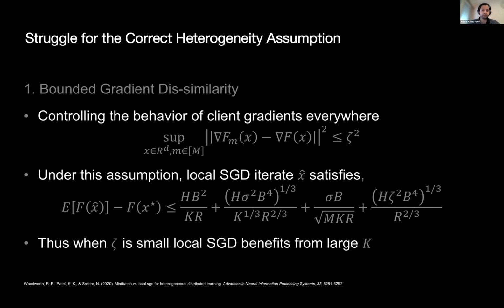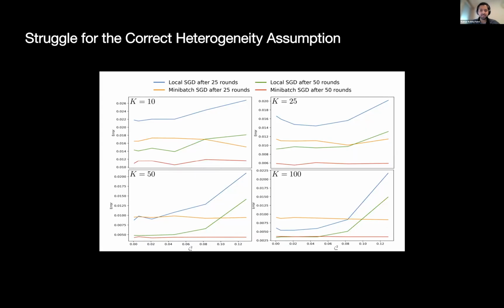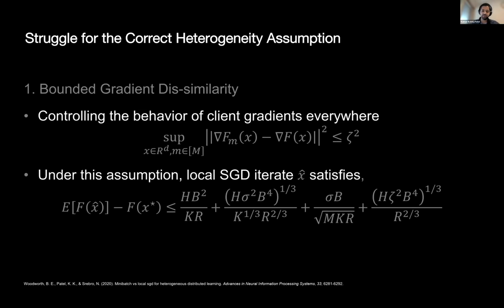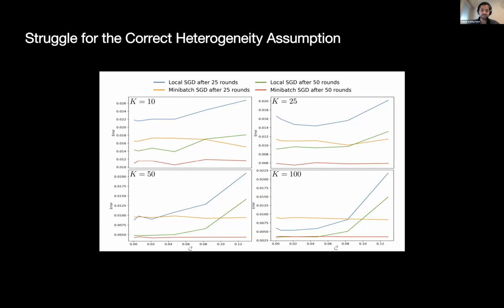Okay. And we showed this theoretical guarantee, and surprisingly, it's also what happens in practice. So on the x-axis in this example, we are varying the heterogeneity of our problem. So we are making the problem more and more different on the x-axis. And on the y-axis, we are just plotting error. And what we see here is that when the heterogeneity of your problem is low, or when zeta is low, as we said here, then local SGD does have a benefit over mini batch SGD.